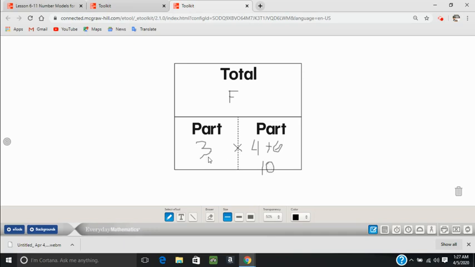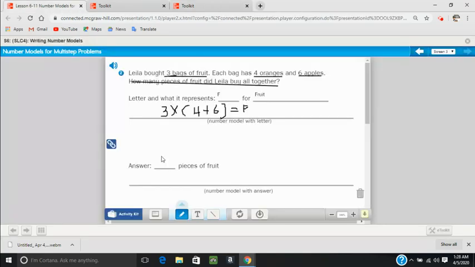So now I have a new problem of 3 times 10. 3 groups of 10 is equal to 30. So we have 30 pieces of fruit. So my answer here is 30 pieces of fruit.